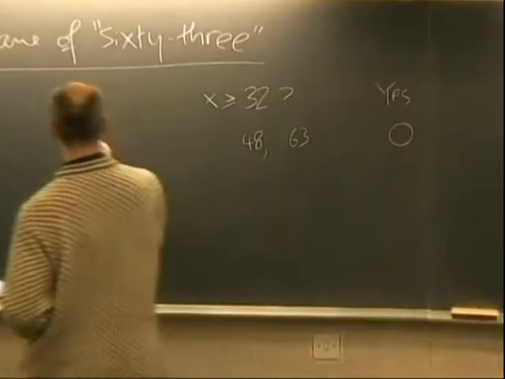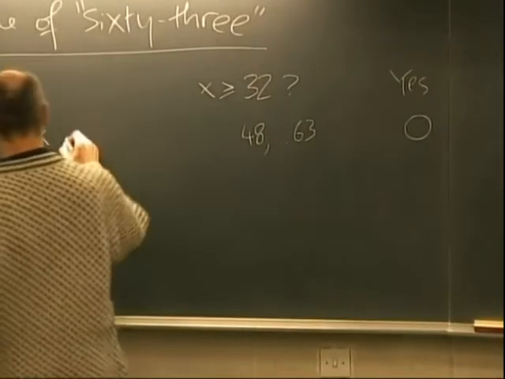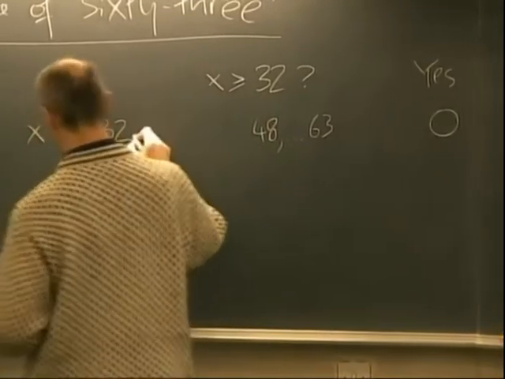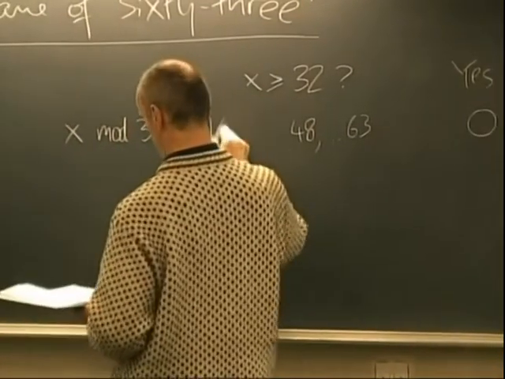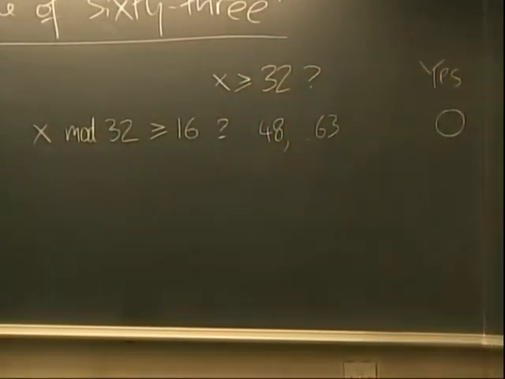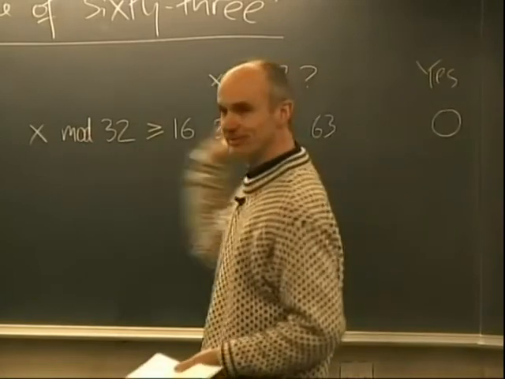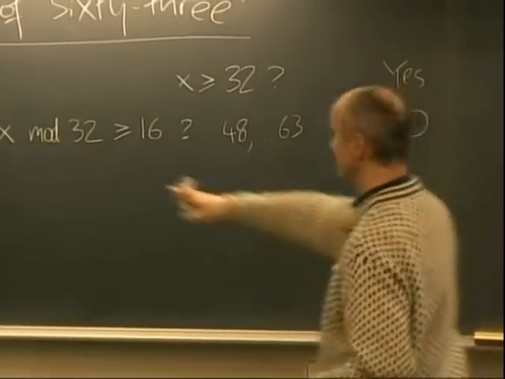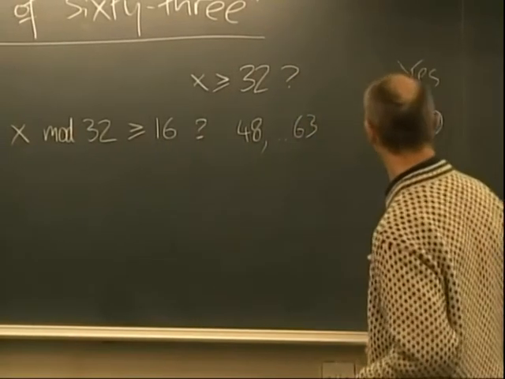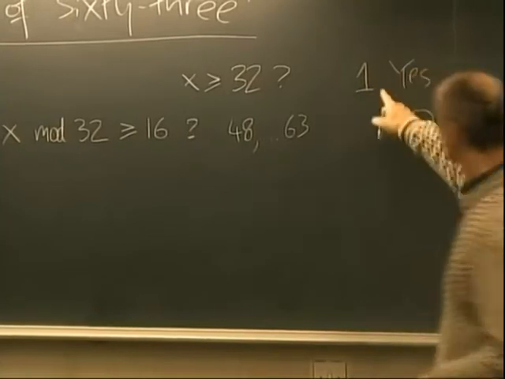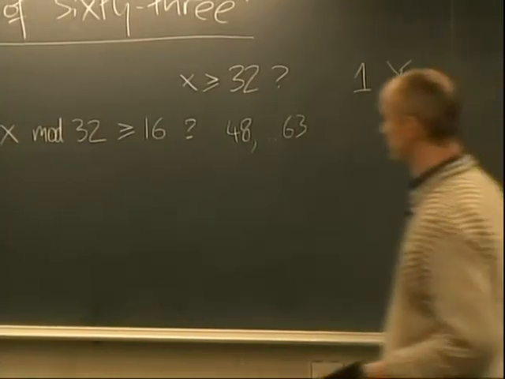Okay, let me ask your second question for you in a general way. You could ask for x modulo 32, that number, bigger than or equal to 16. Okay, and that x modulo 32 means throw away 32 if it's bigger than 32. And this is telling you, is it in the top half of what's left? All right, so the answer to the first question was yes, which I can call 1. The second question was 0.